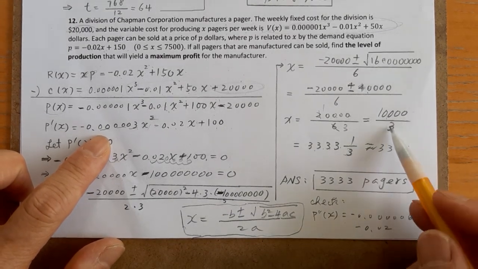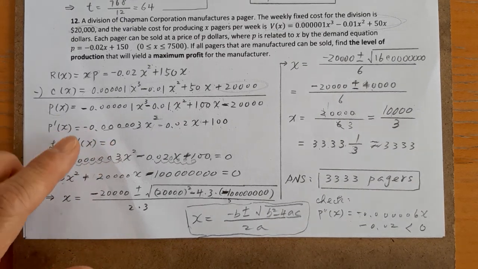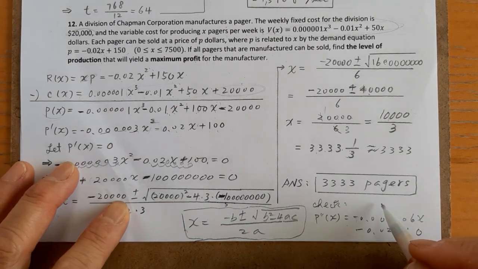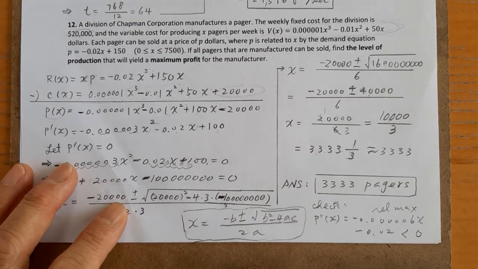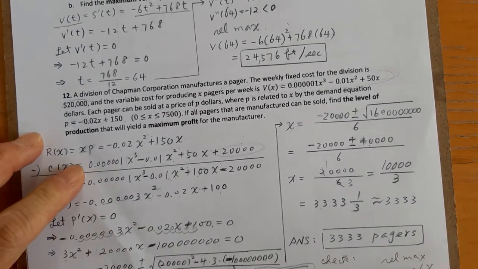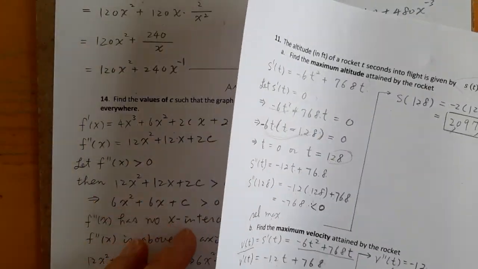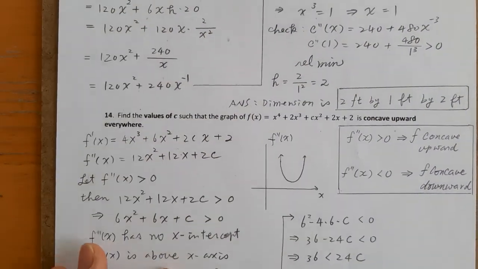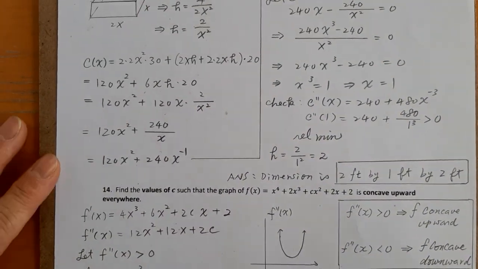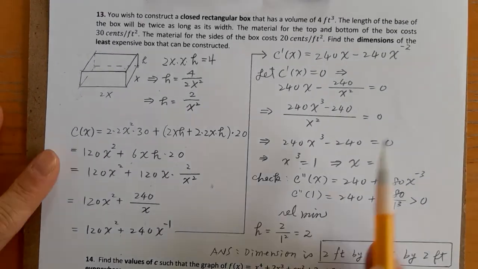And x is this one, you plug in, it will still be negative, and this is negative, always negative, less than 0, so it's a relative maximum. So it makes the maximum profit. You can check it by the second derivative test.